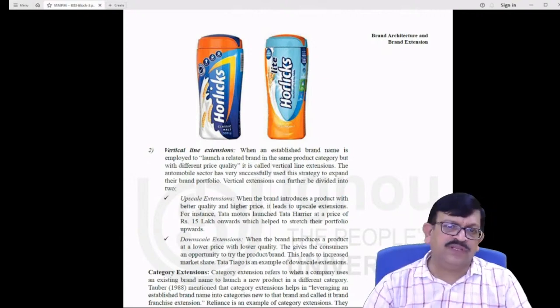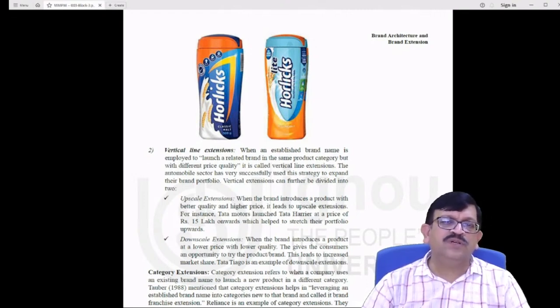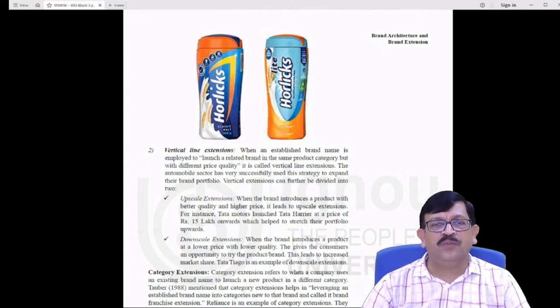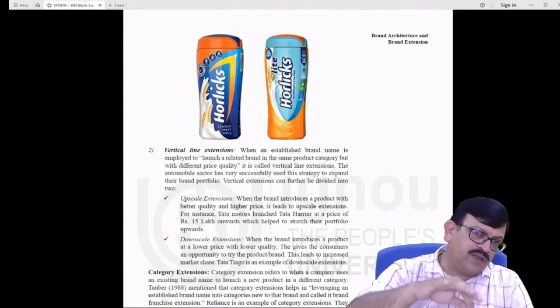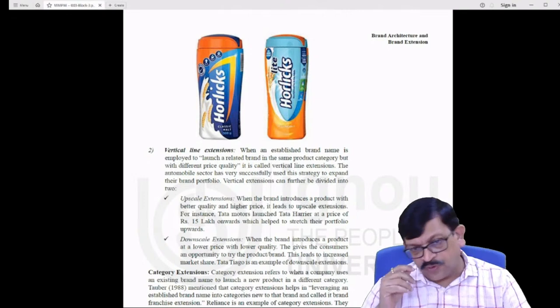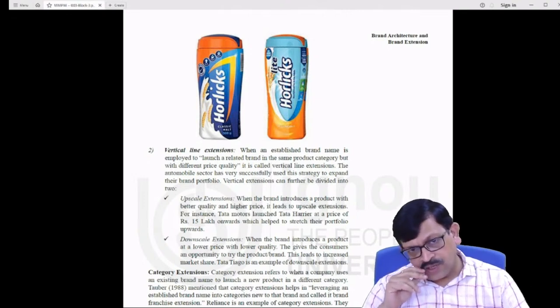The case study given is a very interesting case of Tata Harrier, which at a price of 15 lakhs onwards has helped to stretch their portfolio upwards. So we are able to give an upward stretch to the product portfolio by getting into upscale extensions.